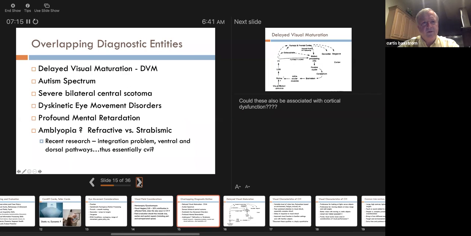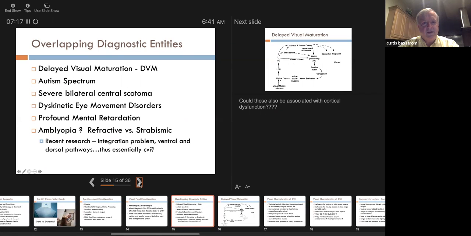We also have some problems with overlapping diagnostic entities. There is a condition called DVM, delayed visual maturation, in which our patients may be acting just like a CVI patient. However, around 12 months of age, suddenly they start developing more efficiently. So that's a kind of a mixed bag there. Kids that are on the spectrum for autism, loss of central vision from a scotoma, profound mental retardation, and of course, evaluating for amblyopia and strabismus. So again, those are overlapping diagnostic entities you want to pay attention to.